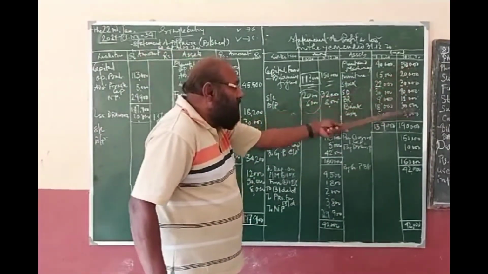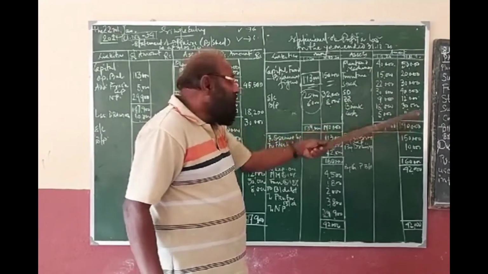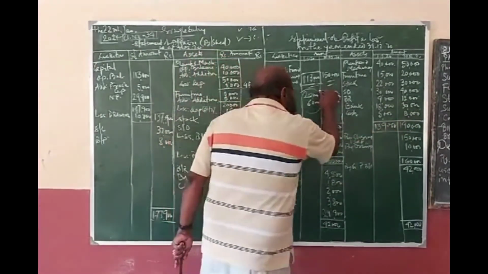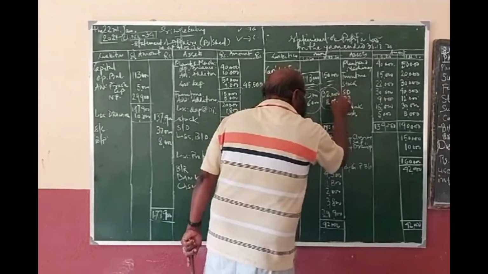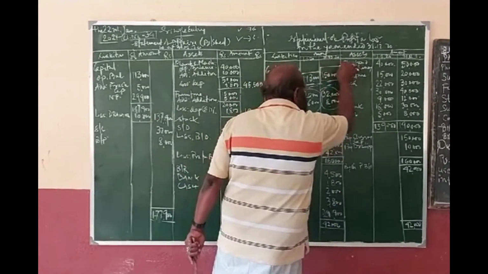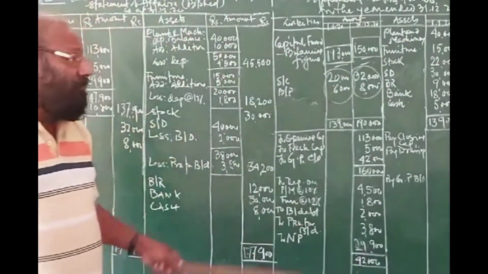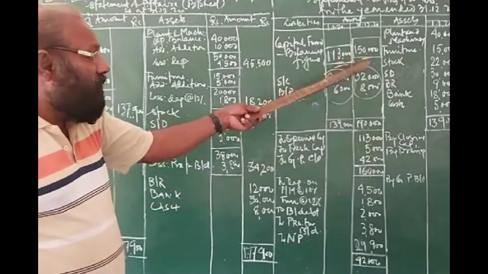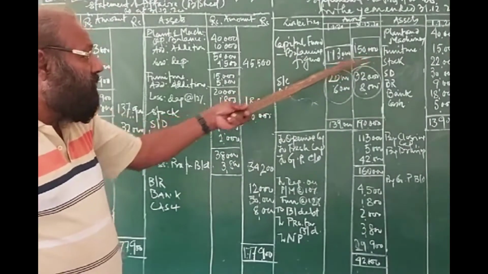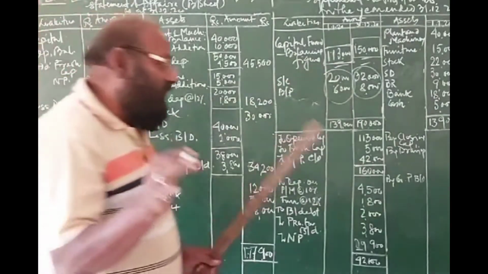These are the figures of the closing assets, totaling 1,90,000. And here are the liabilities, 40,000, and this is closing here. So we are getting closing capital 1,50,000 and opening capital 1,30,000. So the basic figures are ready.